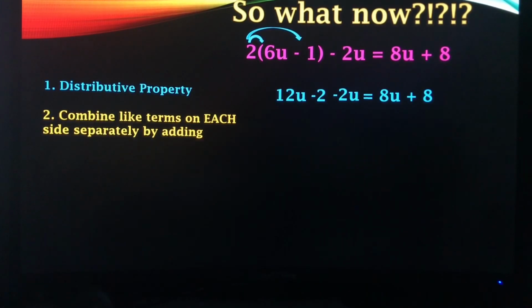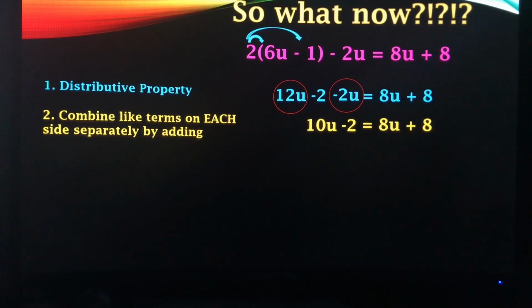Step 2 is to combine like terms on each side separately. And when you combine like terms, you're combining like terms through addition. So what is a like term? A like term is something that has the same variable raised to the same power. In this particular equation, I only have these 2 like terms on the left. Once I circle them and I group them together, I get 10u. I'm going to bring down my negative 2, and then I'm going to bring down my 8u plus 8.